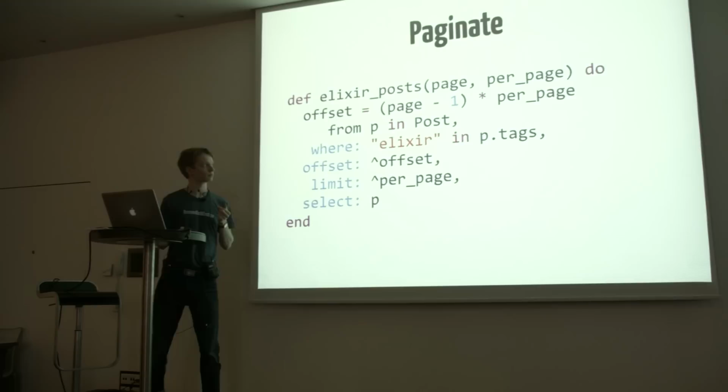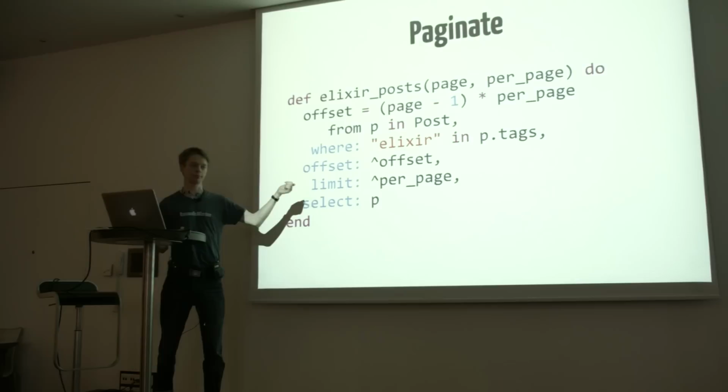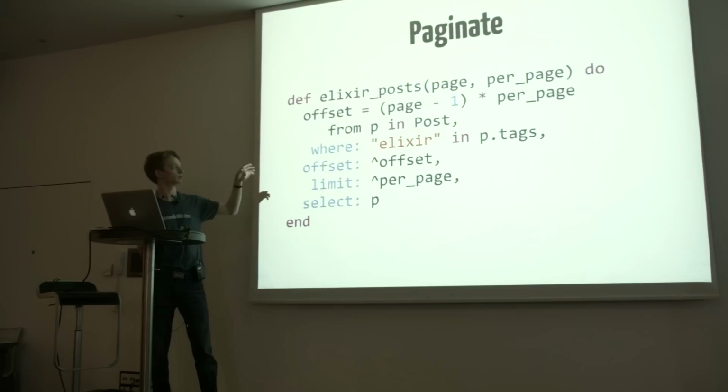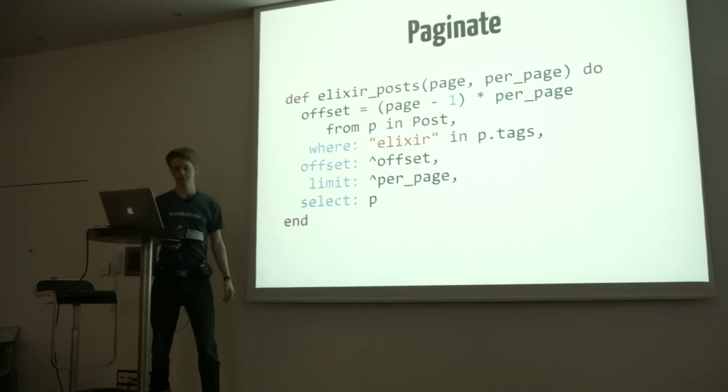So to paginate a set of results is pretty simple. We limit the results so that we only get the number of results that we want per page. And then we need to offset to the location, to the page that we're currently on. And this is pretty easy. Also here you can notice that we are interpolating the two values from the function arguments.